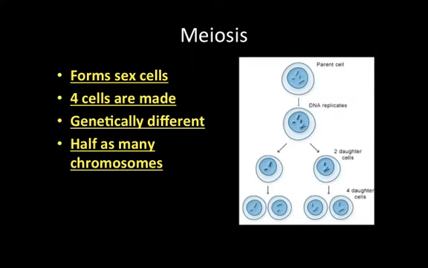The process of meiosis is a little bit different than mitosis. In meiosis, we're forming sex cells. So instead of making body cells, we're making sex cells, things like sperm and egg. Rather than just 2 cells being made as in mitosis, 4 cells are made in meiosis. Rather than being genetically similar, like in mitosis, they are genetically different in meiosis. And because there are 2 divisions that take place to get 4 cells, we end up with half as many chromosomes as we do with mitosis. So in a human body cell, at the end of mitosis, each cell has 46 chromosomes. But at the end of meiosis, each cell has 23.